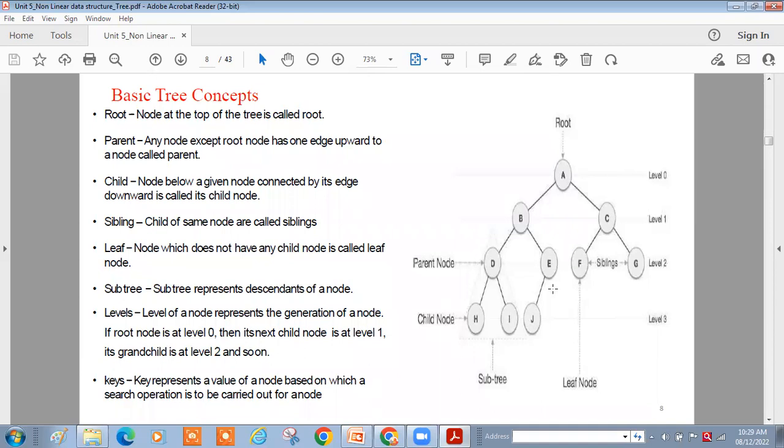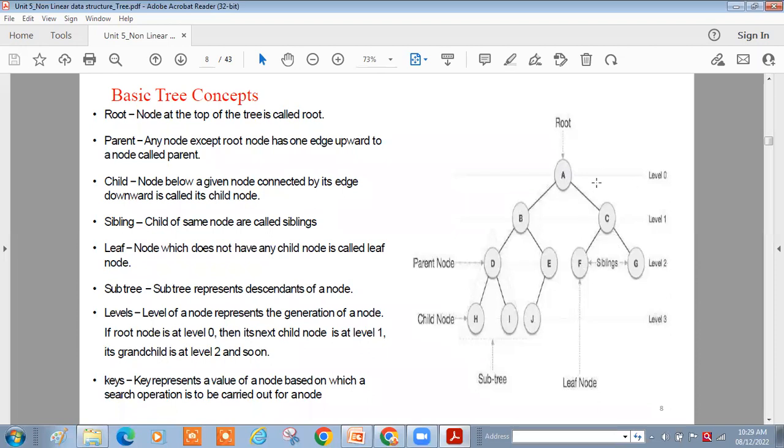Now next is child. A child is nothing but a node below a given node, connected by an edge downward, and it is called the child node. So they are connected downward. Where they are connected in a downward fashion, it is called the child node. So simply, students, these are very basic terms: these are the parents, these are the children like this.